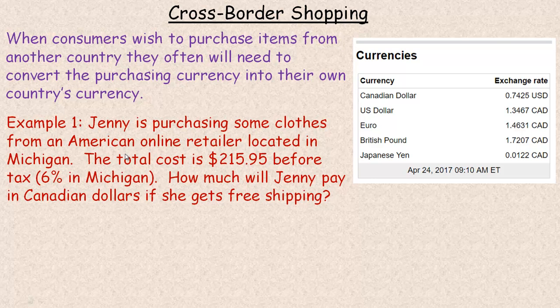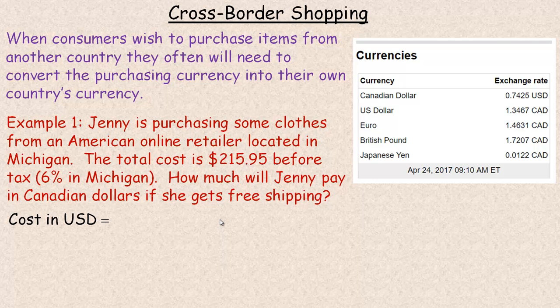So, in this first example, Jenny's purchasing some clothes from an American online retailer located in Michigan. The total cost is $215.95 before tax, and sales tax in Michigan is 6%. So, we're asked how much will Jenny pay in Canadian dollars if she gets free shipping. So, I put the free shipping in there so that we don't have to worry about the shipping part at all. We just do adding the tax and the exchange rate. That's all we're going to do.